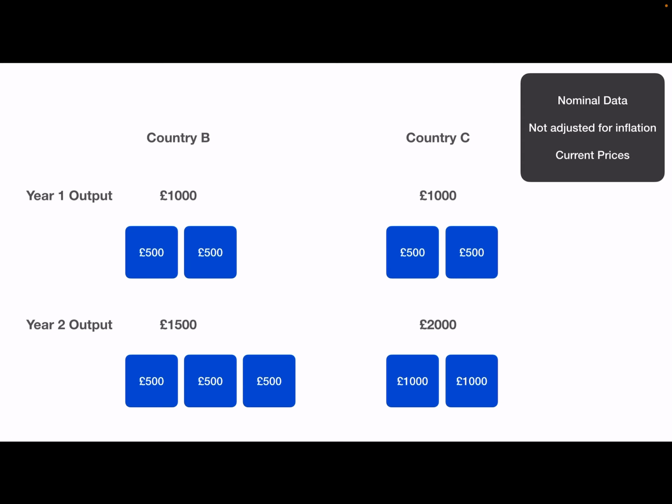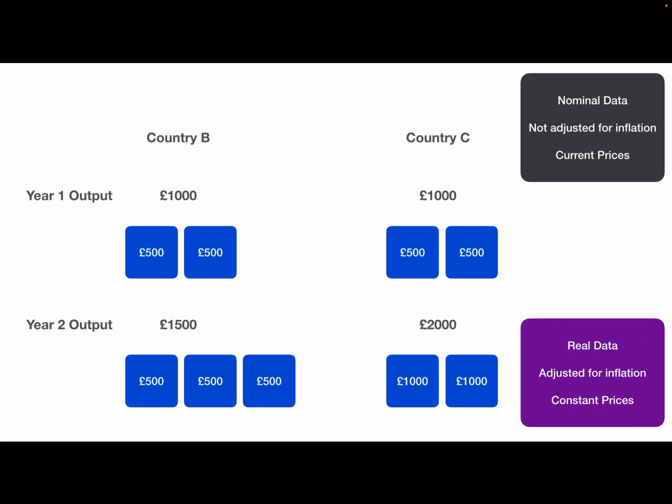Because when we go to the factory gate to collect data on output, we're collecting nominal data. This is not adjusted for inflation. We're collecting data in current prices, the prices of the day. So if we want to look at economic growth, we need really to look for real data. This is data adjusted for inflation, where we use constant prices. So we might decide to use year 1 prices of £500 a box.